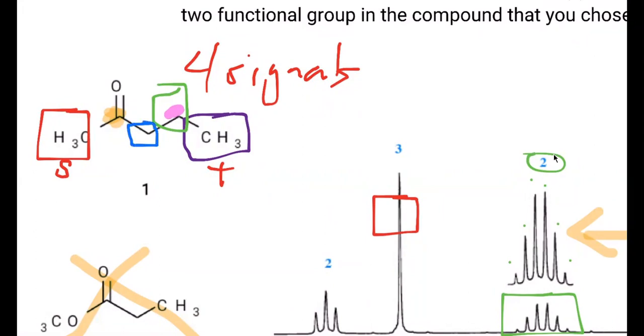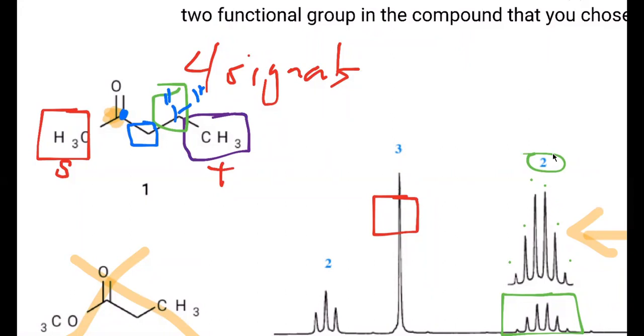How many neighbors does it have? 2. Hey, let's think about it. It's only on the carbon that's immediately adjacent, the one right next door. So on this carbon right here, you got 2 protons. On the carbonyl carbon, you have no protons. Okay, we're looking at the blue one. Right. So that blue box, that's a CH2 in there.